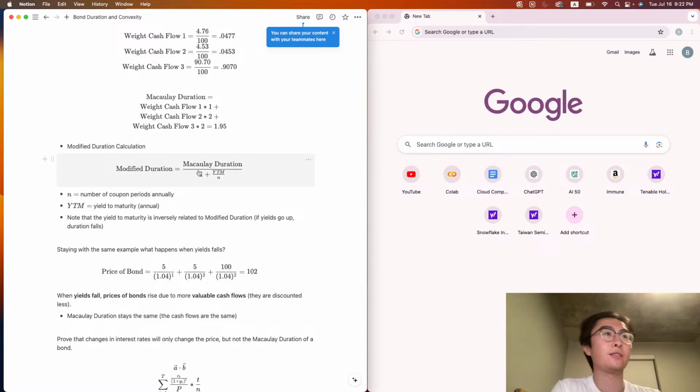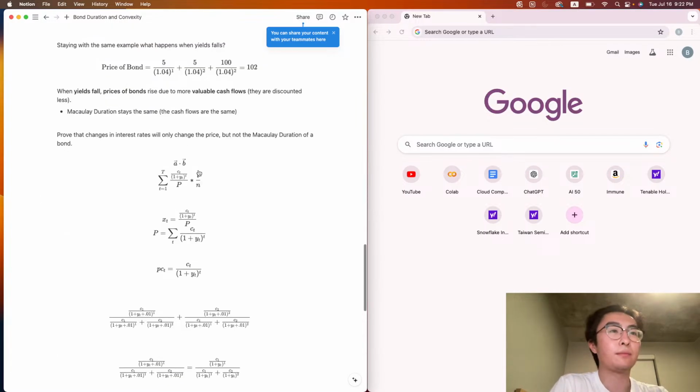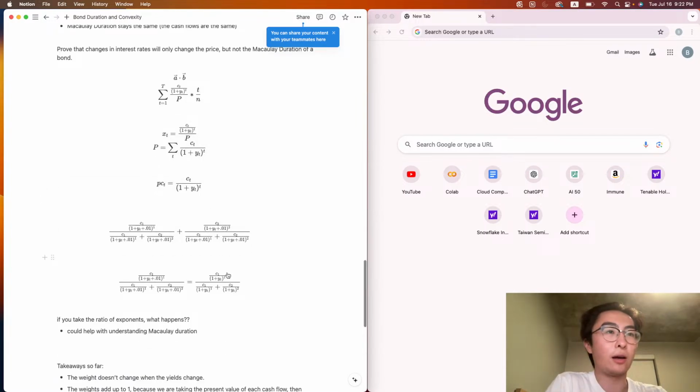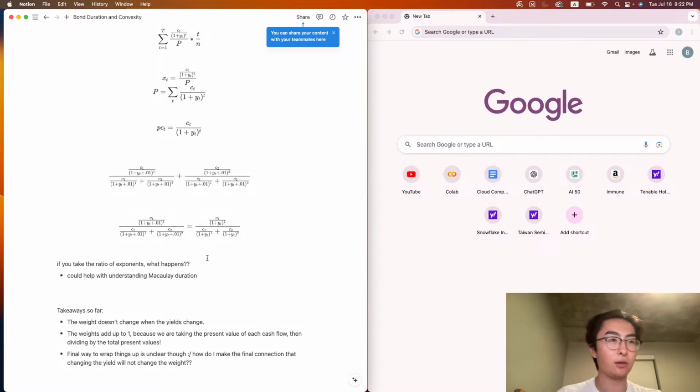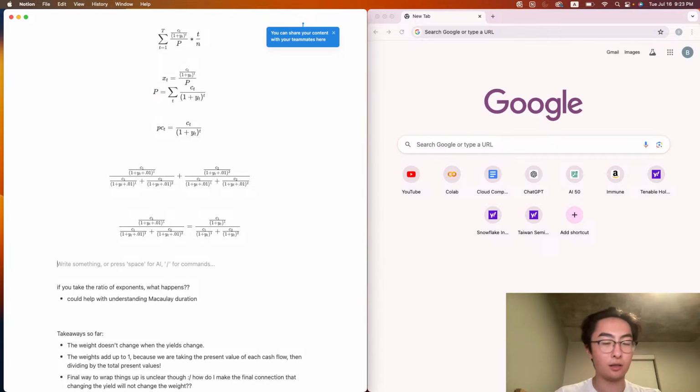Okay, so this is the idea of modified duration too. But now that I've laid this out, I really want to go back to this. So if you take the ratio of exponents, what happens?